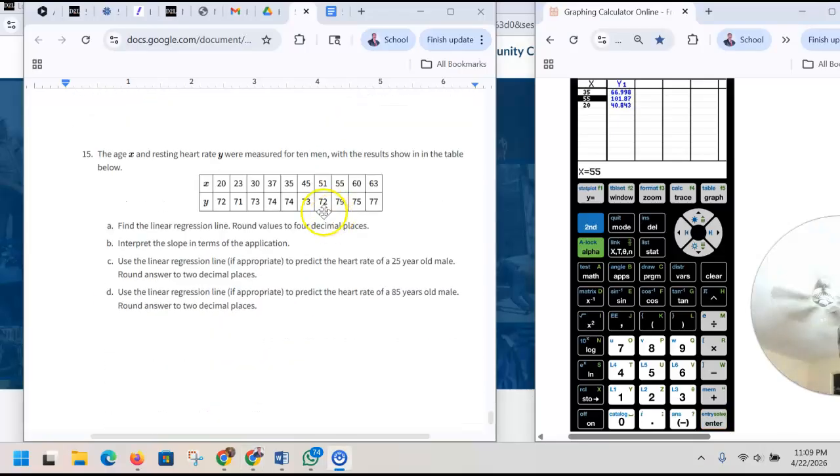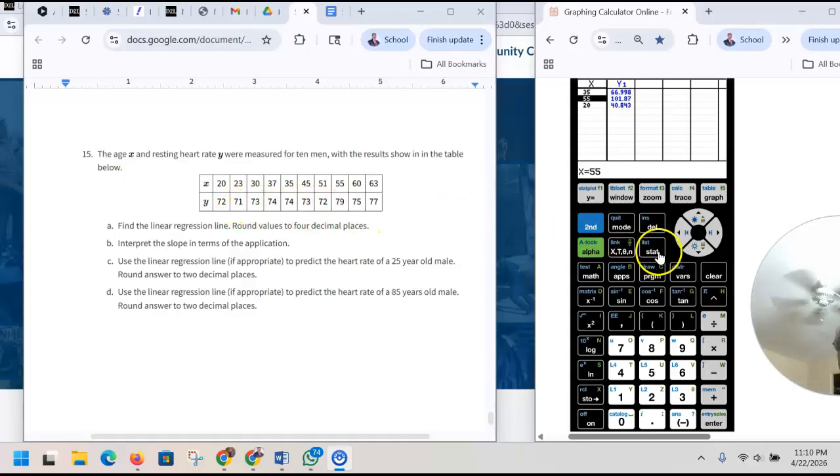Okay, problem number 15 talks about the age of a person. These are the ages of 10 people, I think. And age and the heart rate. So is there a correlation? As the age increases, what happens to the heart rate?